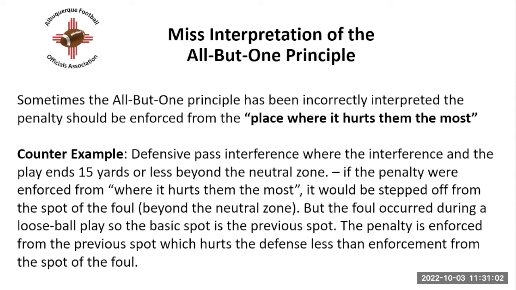So the foul occurred during loose ball play, so the basic spot is the previous spot. The penalty is enforced from the previous spot, which hurts the defense less than the enforcement from the spot of the foul. There's several examples of this, but this is just one to point out. So if you hear someone mention, you got to put it where it hurts them the most, that's the enforcement spot. That is not a correct interpretation of the all but one principle. We should do away with that language. We should just stick with the basics.